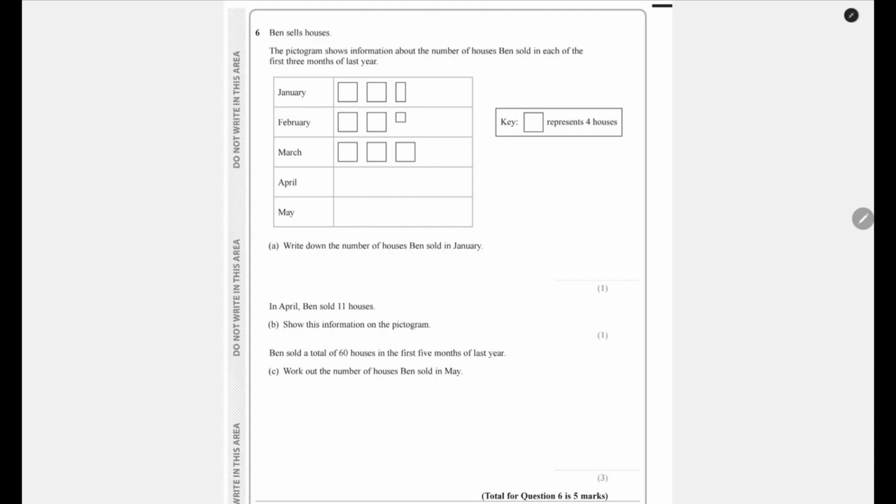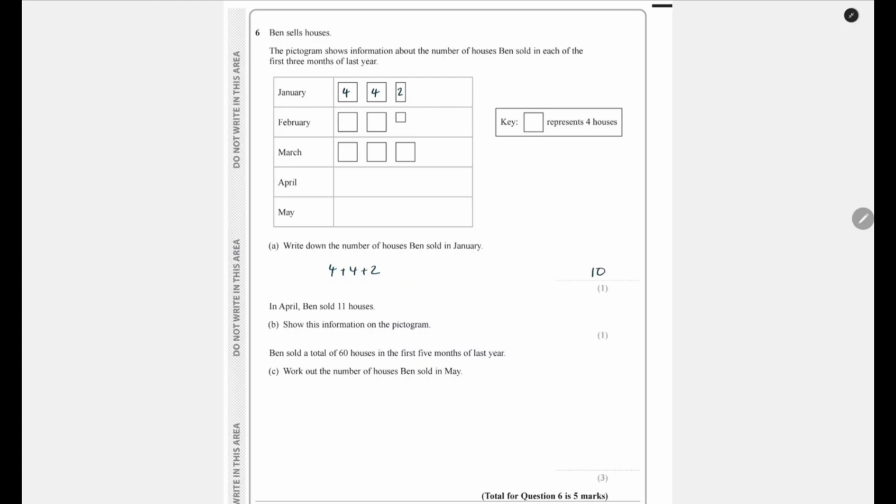Question 6 says, Ben sells houses. The pictogram shows information about the number of houses Ben sold in each of the first 3 months of last year. The key represents one box for 4 houses. Part A, write down the number of houses Ben sold in January. Well, we've got one box, so that's 4. Another box, so it's another 4, and then half a box, which represents 2. So that's 4 plus 4 plus 2, which is 10.